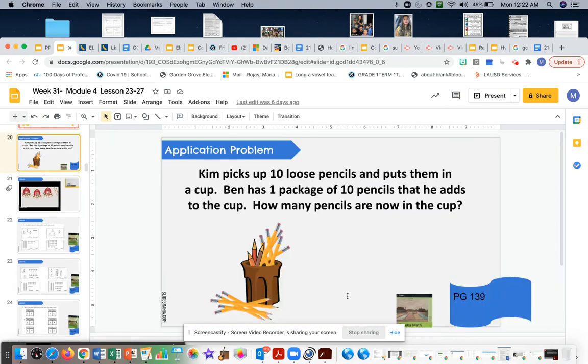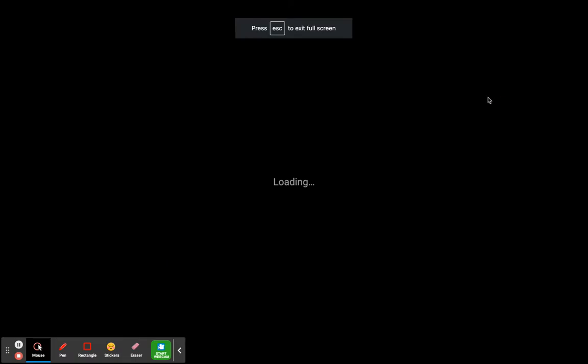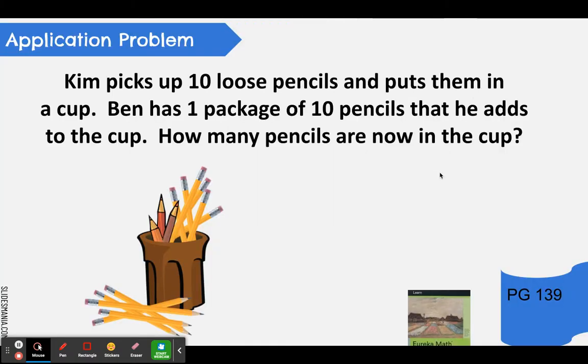Okay. I want you guys to open up your books to page 139. You're going to go ahead and complete these pages. When you turn in your exit slip, make sure you take a picture of all the pages we worked today so that all your teachers can see all your work that you did during your asynchronous work, okay?